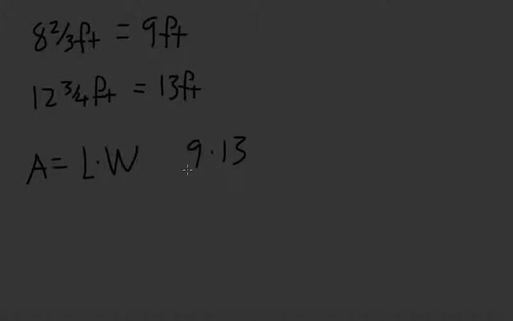Well, I know from my times tables, and hopefully you will begin to memorize your times tables because you're going to need them in the rest of this class and in the future. But anyway, 9 times 12 is 108. So 9 times 13 would be 108 plus 9, which would be 117.